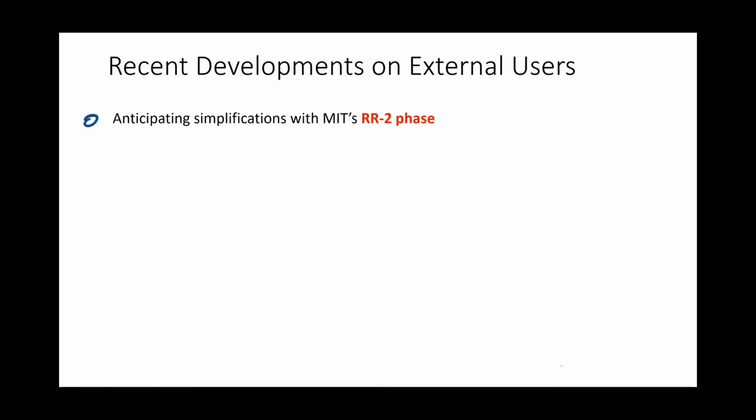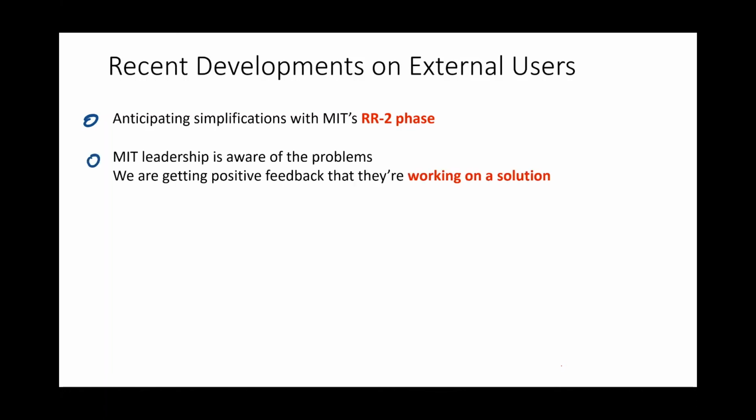We're anticipating, in general, I guess, simplifications as MIT's RR2 phase begins. Maybe in 2 weeks, a lot of this will become a lot clearer. But MIT leadership is aware of the problems. We're getting positive feedback from them, and they are really actively working on a solution. That makes us very confident that we'll be able to solve some of the problems that we've been struggling with over the last 8 weeks.